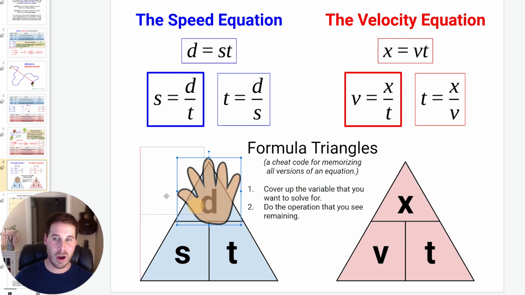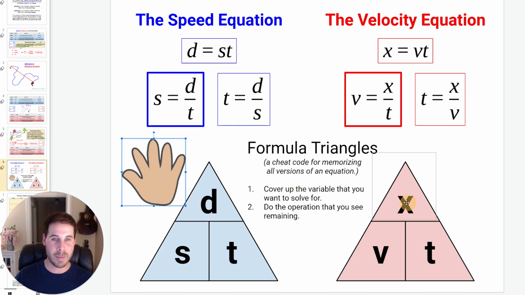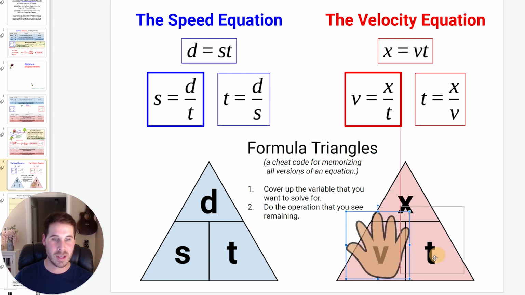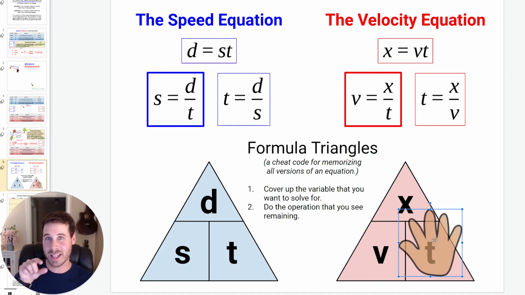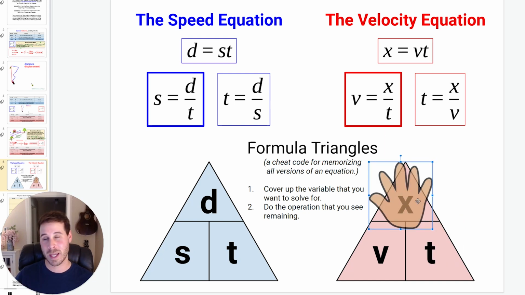So I'm not going to go through all of these because that would take a while, but you can cover up any one of these variables, and as long as the letters are in the right place in the triangle, you will always be able to get exactly the right version of a formula that you want for the test that you're taking, or for the homework assignment you're completing, or for the classwork you're doing, or just for the physics that you're doing at home for fun because you're passionate about learning science.